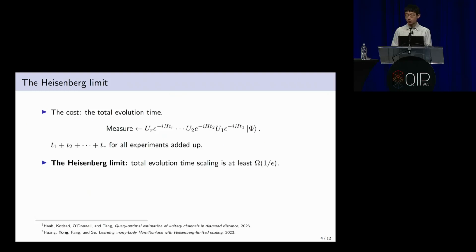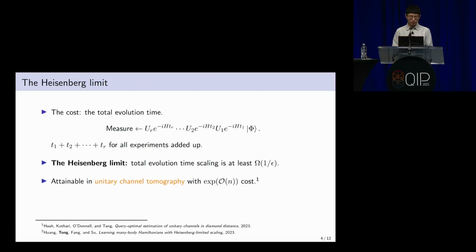And the Heisenberg limit, which is the fundamental limit dictated by the laws of quantum mechanics, tells us that if we want to achieve precision epsilon for estimating even a single parameter, the total evolution time scaling is at least linear in 1 over epsilon. So one of the goals of designing these learning protocols is to saturate this Heisenberg limit.